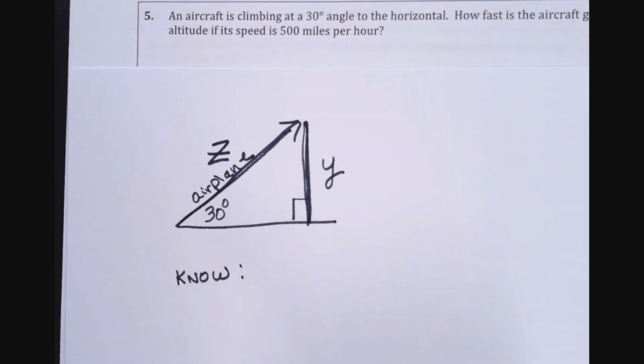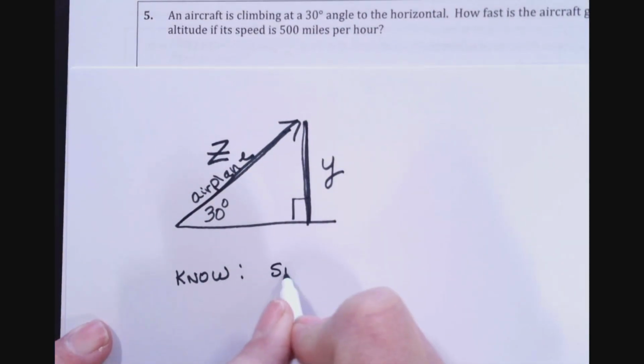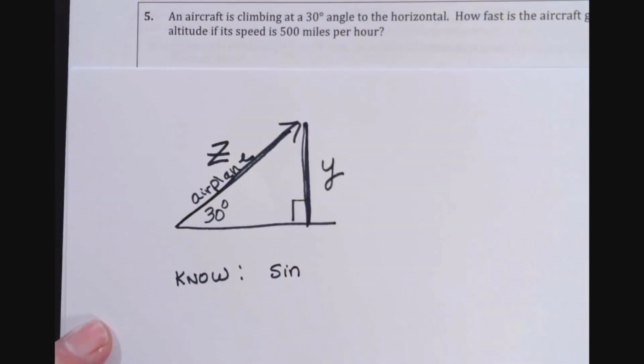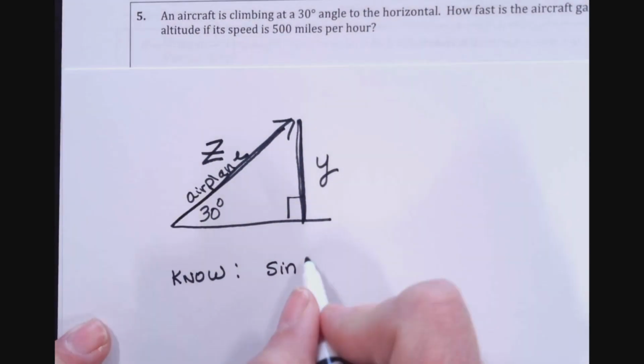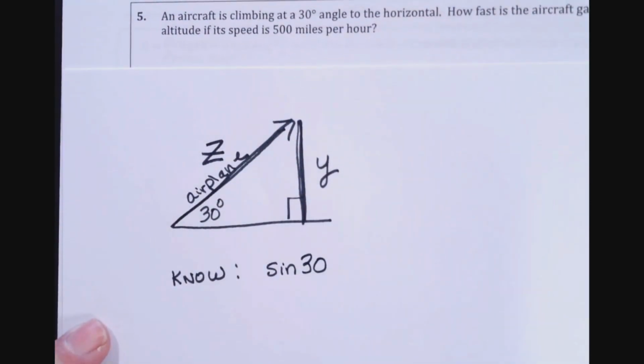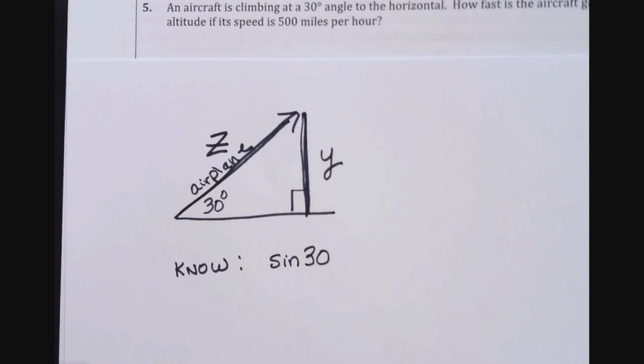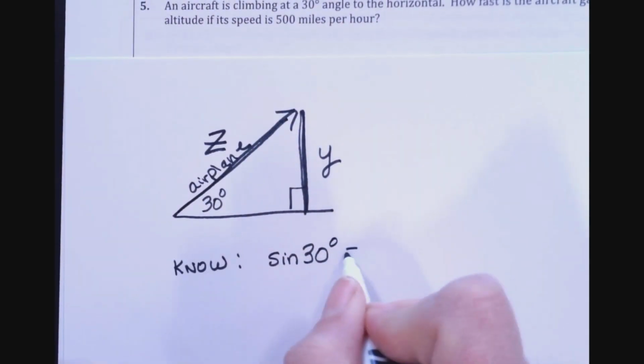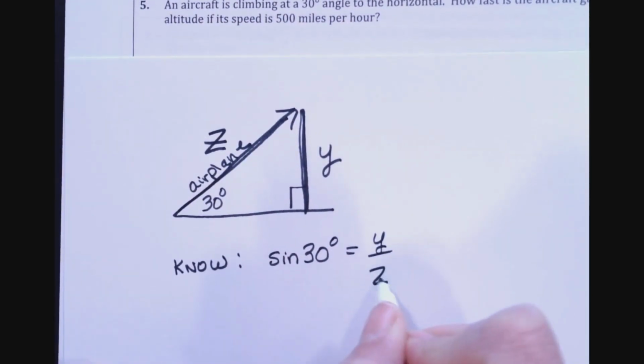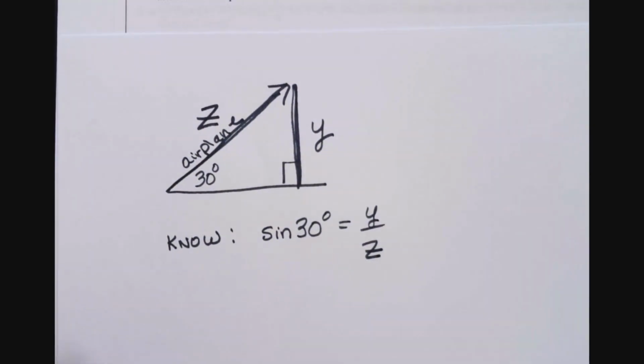What trig function could we set up with this? That 30 degrees, that y, and that z. Which trig function would that be? Sine. Yes. Opposite over hypotenuse. So sine of 30 degrees equals y over z. So that's what we know.